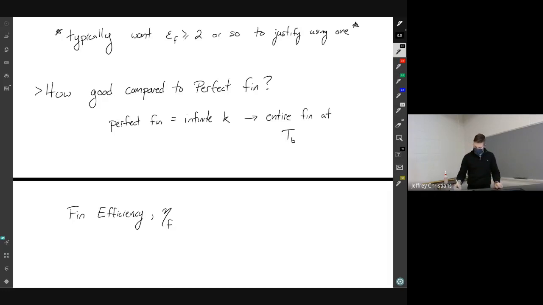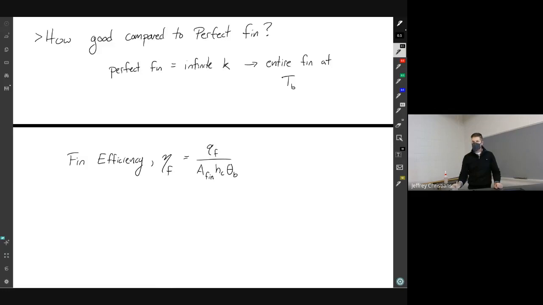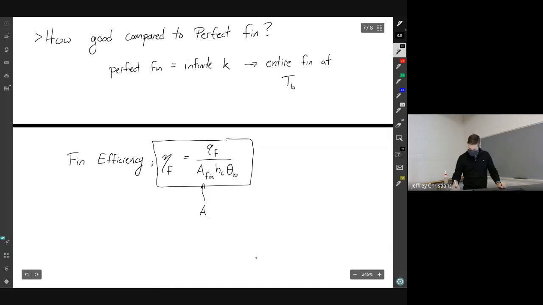This would be equal to Q of the fin divided by the area of the fin times h theta B. Okay, so they're really close equations. The difference is the different area. So the first equation, we have the area of the base. This equation, we have the entire surface area of the fin. It's approximately equal to P times L.